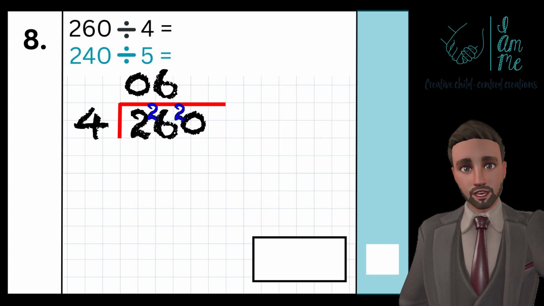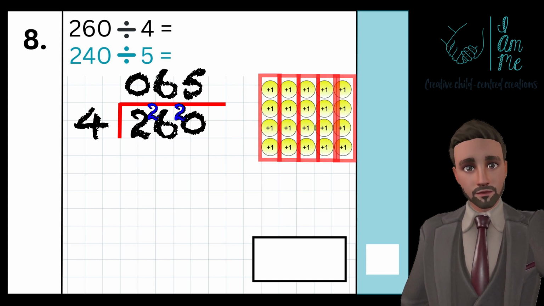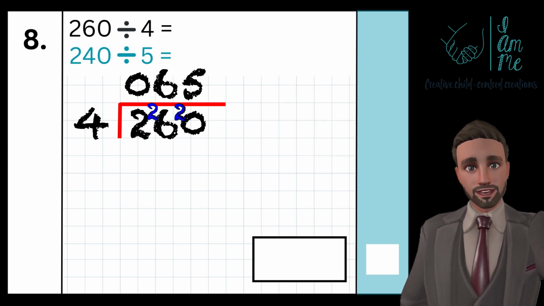Now, that 2 creates 20 because of this 0. How many groups of 4 can you make with 20? 5. Put that up top. Then your answer is 65.